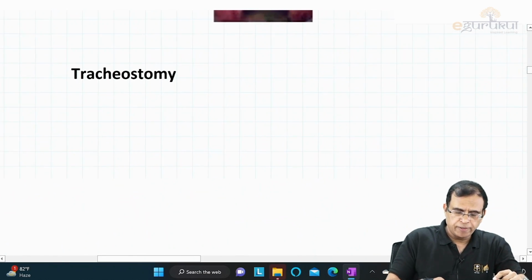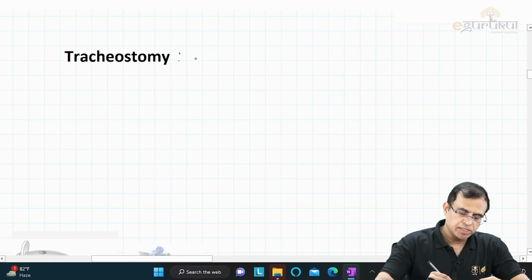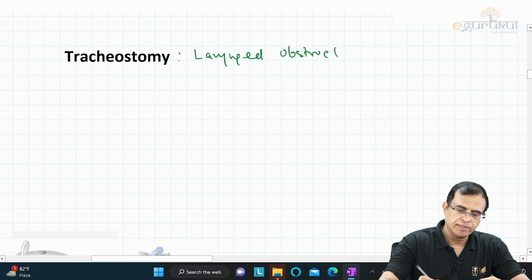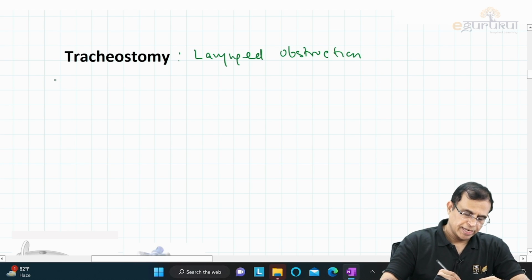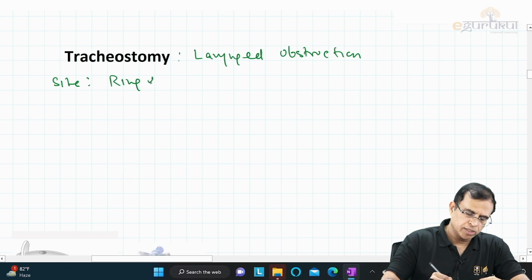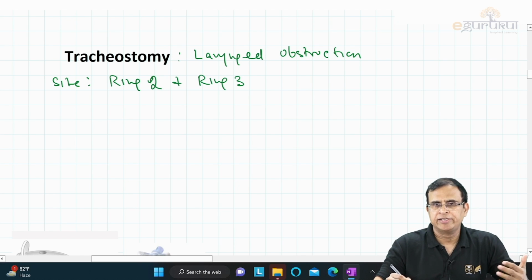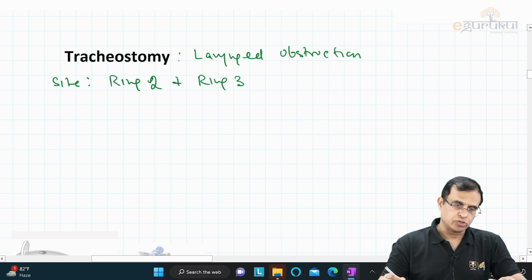Now tracheostomy is done for laryngeal obstruction mainly. And the site of tracheostomy is ring 2 and ring 3. The tracheal ring 2 and tracheal ring 3 are the preferred site for tracheostomy.